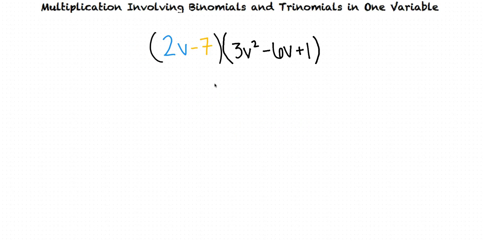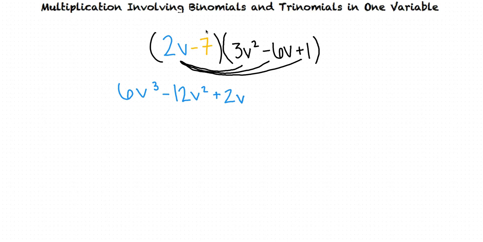Let's take a look at 2v minus 7 times 3v squared minus 6v plus 1. How do you think we should start? Well, we can first multiply 2v times 3v squared to get 6v cubed. Then 2v times negative 6v is negative 12v squared. And 2v times 1 is 2v.